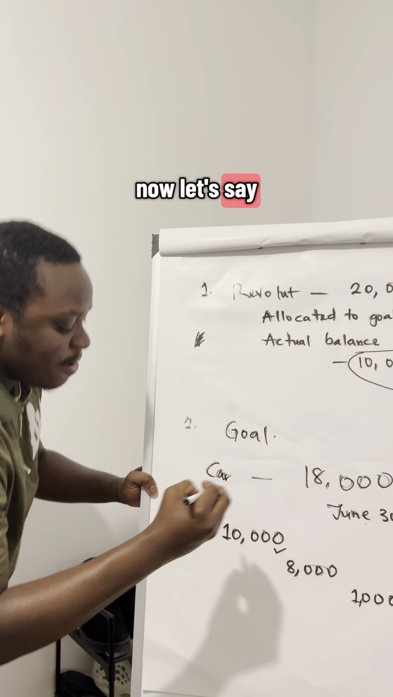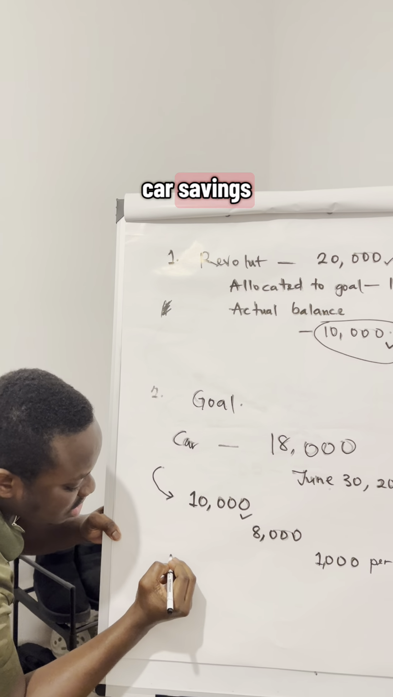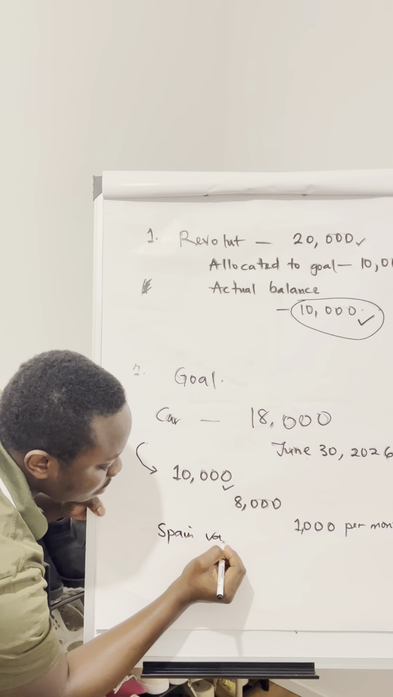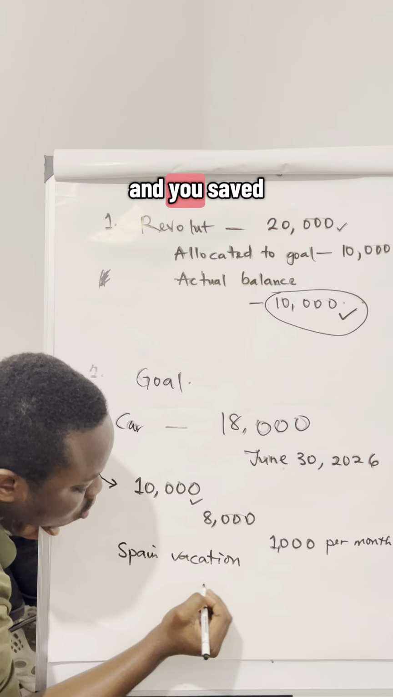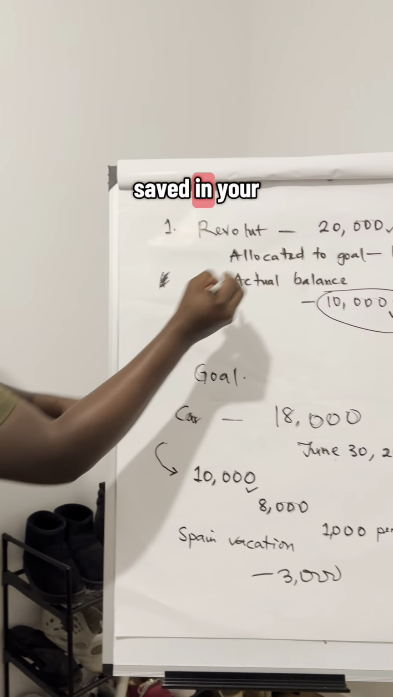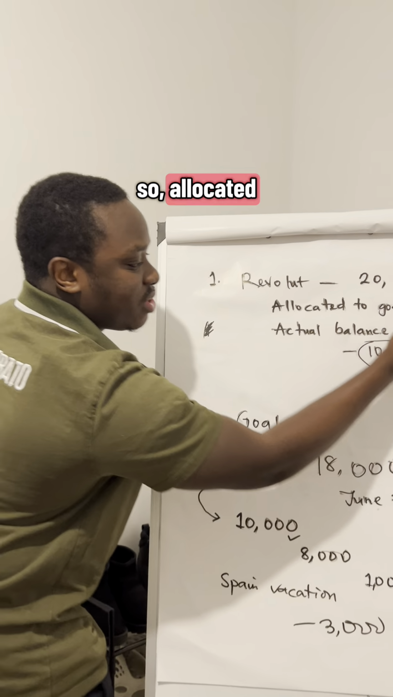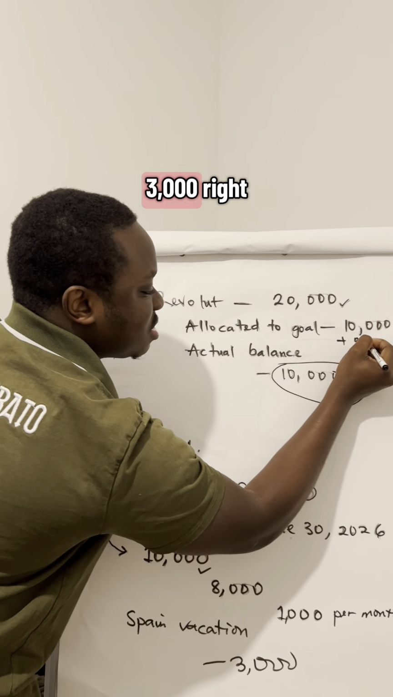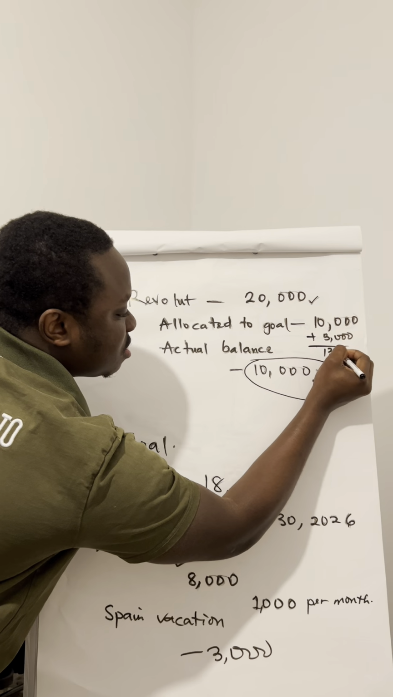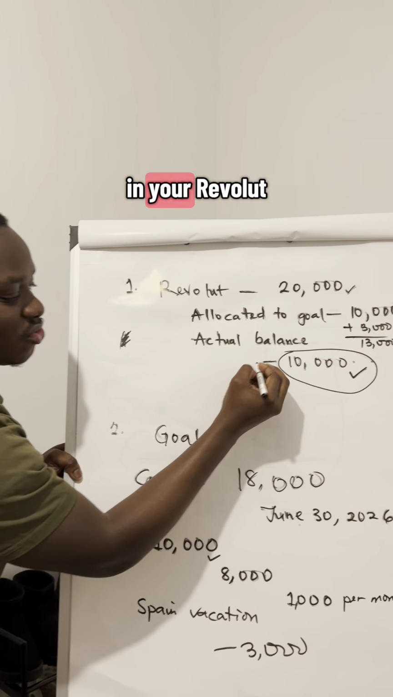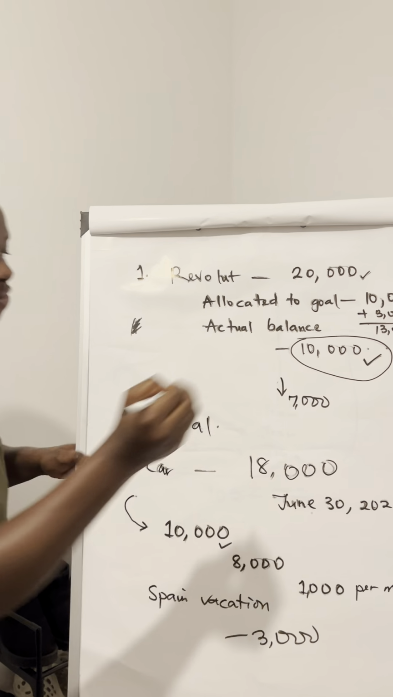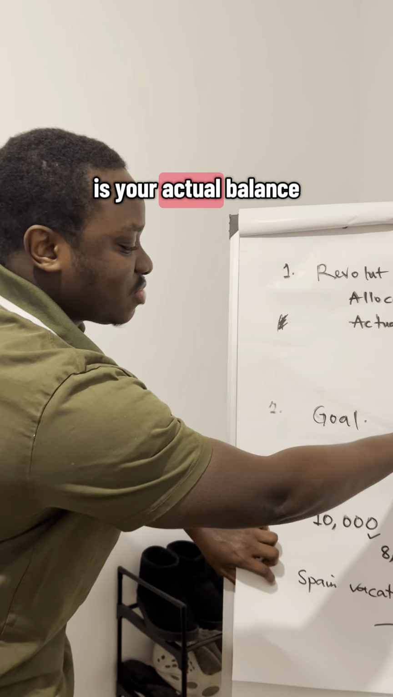Now, let's say the same way you had a car savings, you were also saving for your Spain vacation, right? And you saved 3,000 euros for this. This was also saved in your Revolut account. So allocated to goals, that will be plus 3,000, right? Then the actual, so this will be 13. The actual balance in your Revolut will now be 7,000 euros, right? So this is your actual balance.